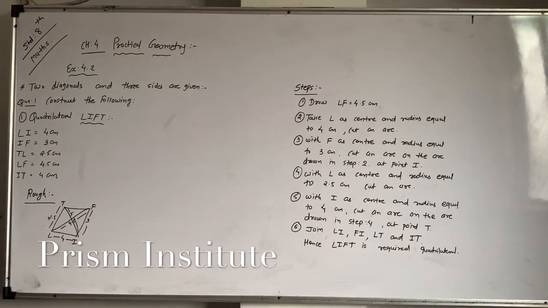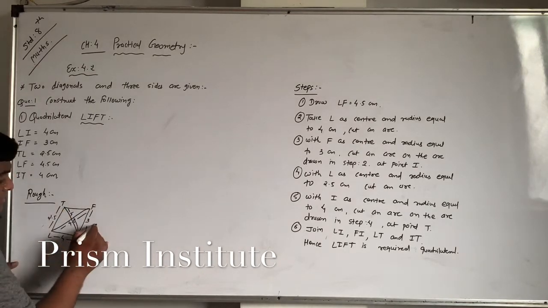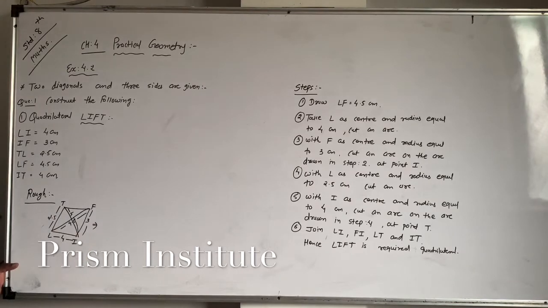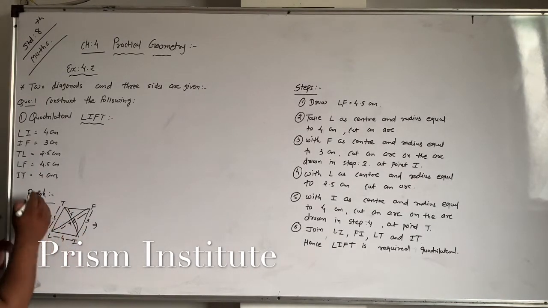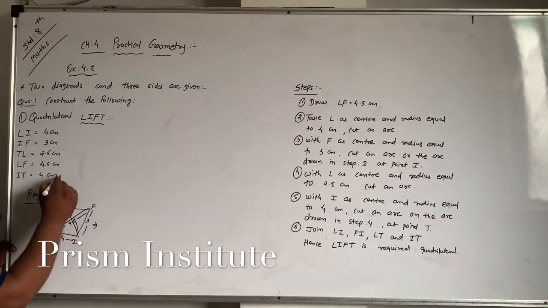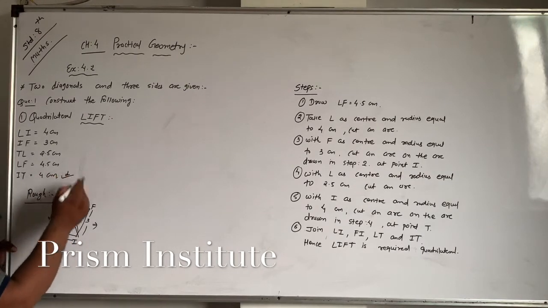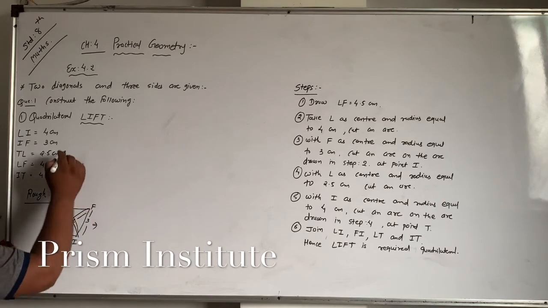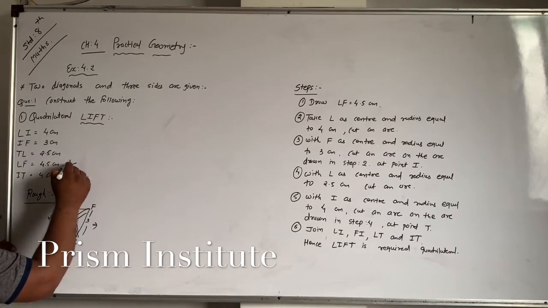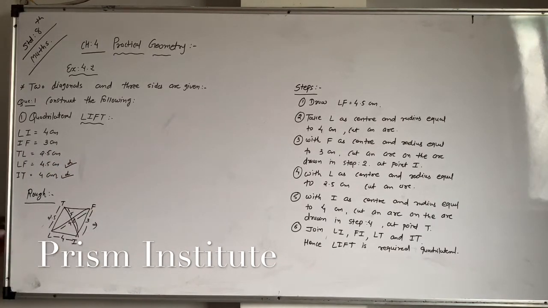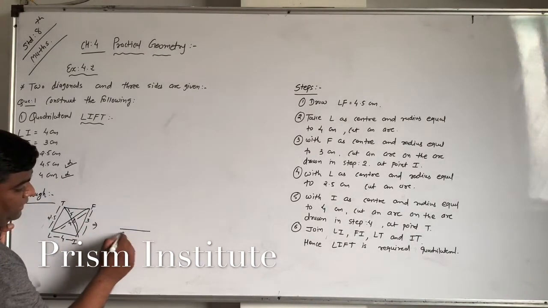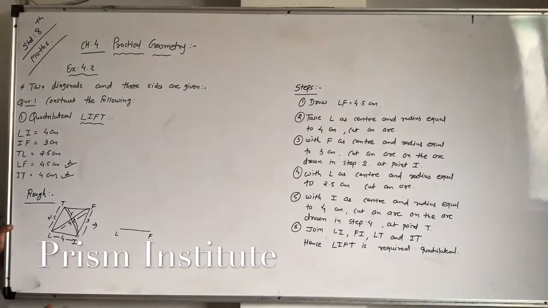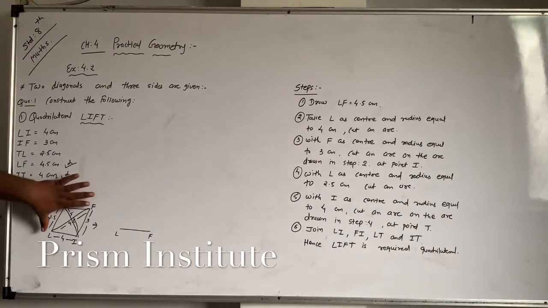Now how to draw this? So again reconstruct the rough sketch. First of all, we use the diagonals. Here the diagonals given are TI and LF. So again reconstruct the rough sketch with the diagonal. First of all, draw the LF. So that is your L and F. Now see this, that is LF.